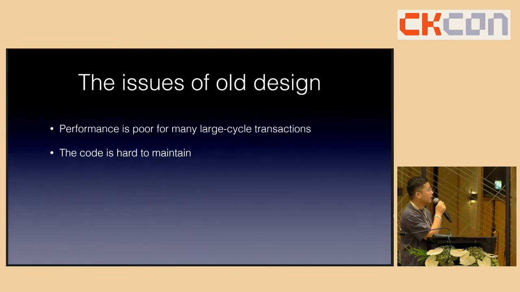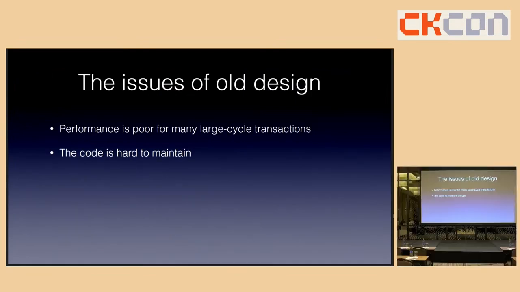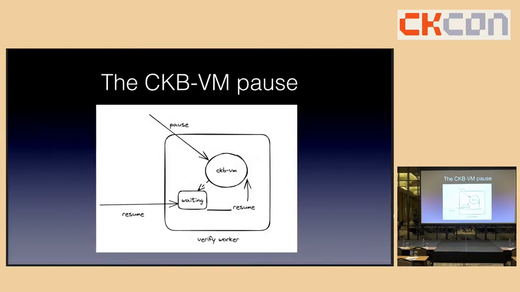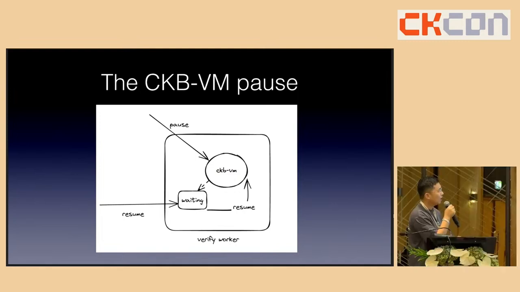There are some issues with the old design. The performance is poor for a lot of large cycle transactions, and the code is hard to maintain. So thanks to the CKB VM team, who put some effort into designing a new strategy for the pause. It is a signal. So when the pause signal is received, the verify worker will set a pause flag for the CKB VM. So CKB VM will stop consuming CPU resources. The verify worker can transfer to the waiting status, waiting for the resume signal. When the resume signal comes, we will clear the pause flag, then resume the CKB VM.